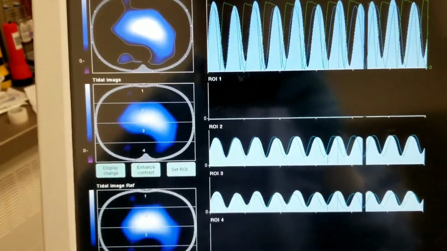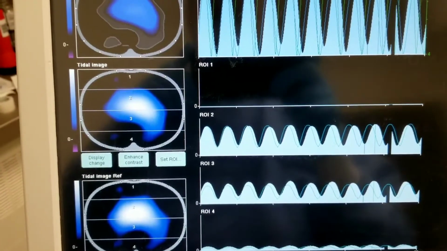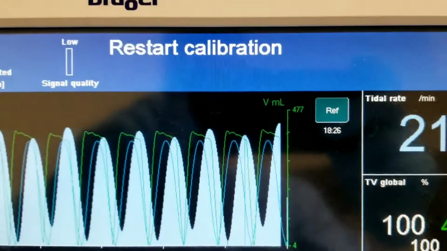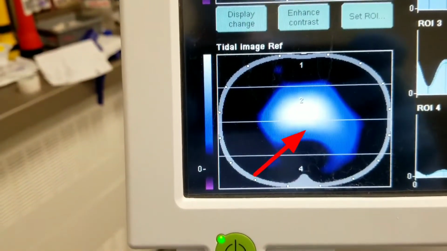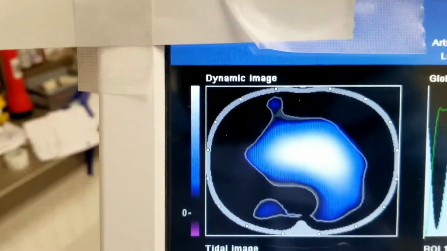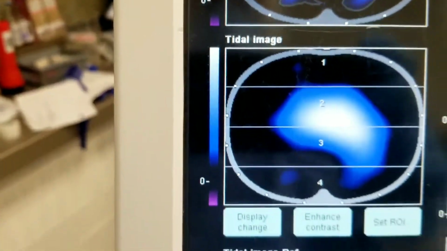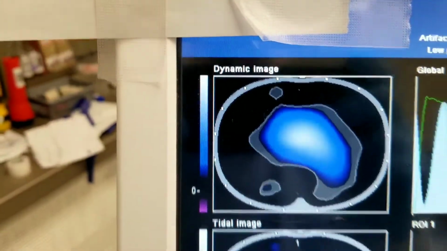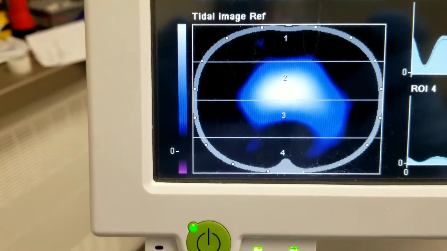Okay, so now we're looking at the Pulmovista from Draeger here. Initially, when we were at a Phigh of 34, we took a reference. So this, at the bottom of the screen, is the reference. We have the dynamic image, breath per breath, and we have the tidal images, the changes that occur between the dynamic, breath per breath, and the reference that we want.